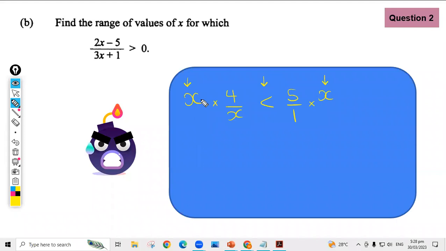But if I multiply both sides by x squared, isn't something squared always positive? So that way, I will never have to switch around the inequality because I know when I square something, I'm always going to get a positive value, right? So that is why they multiply both sides by the square of the denominator. I hope that makes some sense.